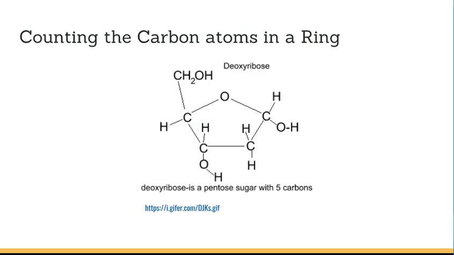To count the carbon atoms in the ring formation, find the carbon that makes up the carbonyl group, which will be carbon 1 or 2. In this example of deoxyribose, an aldose, carbon 1 is on the far right-hand side. Count counterclockwise and don't forget the projection.